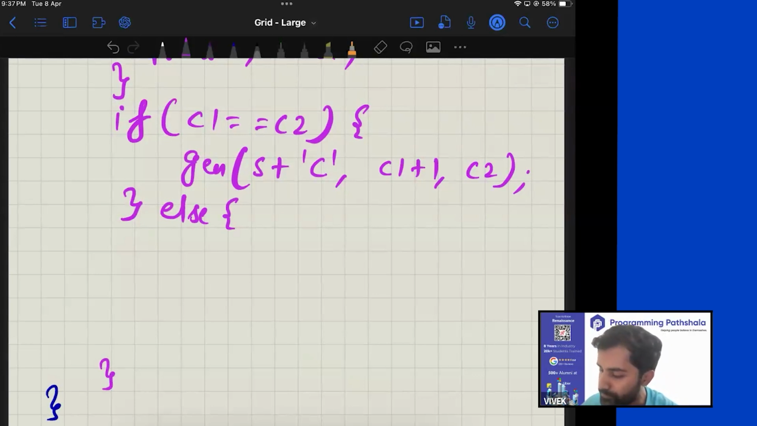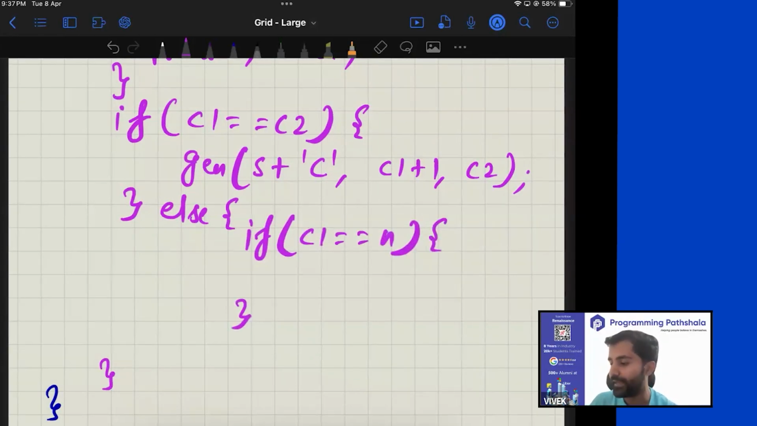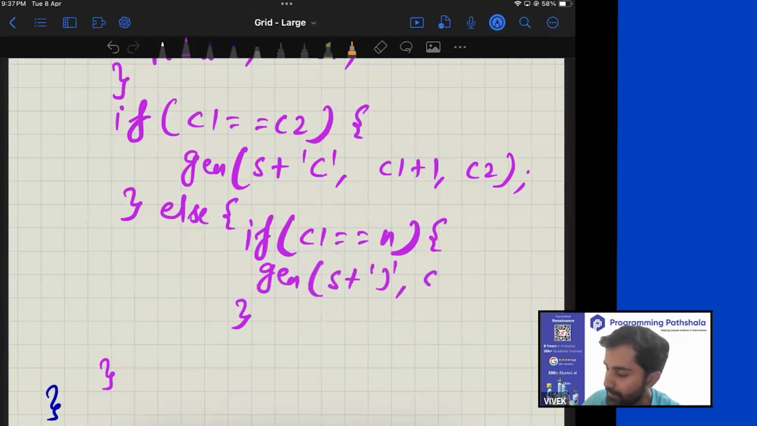So let's say if you want to write it like this, you can say if count 1 has become equal to n. What does it mean? It means that all the opening braces have been used up. If all the opening braces have been used up, there is only one choice, that you can put a closing brace and increment the count of closing brace. That's it.